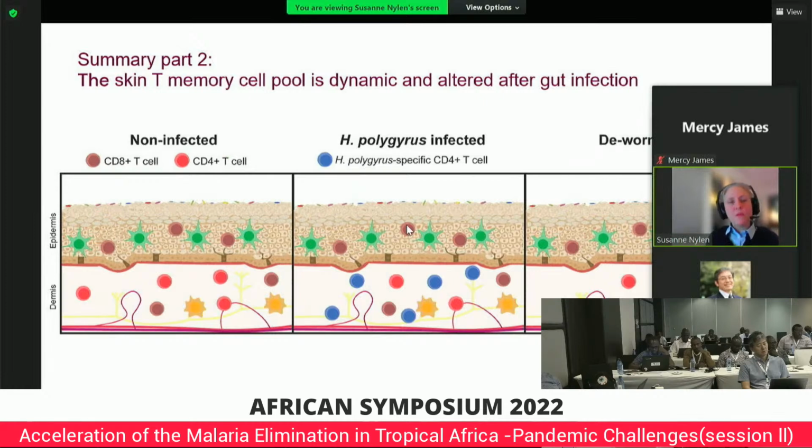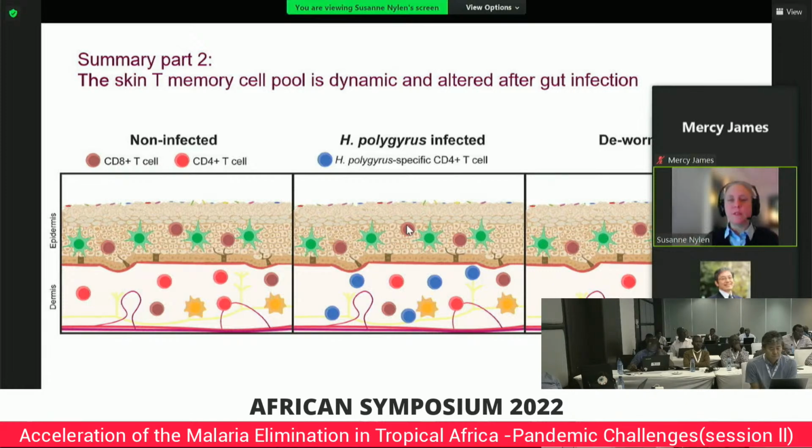So what this told us was that if we have a worm infection, we remodel a dynamic T cell pool in the skin. Before worm infection, we have one composition of the skin. During worm infection, we get another, with more cells in the skin. But after infection, some of these worm-specific cells are still present in the skin.